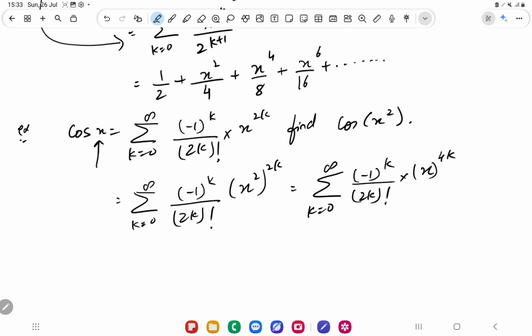Now what we have to do is, again we have to start by replacing k. So my first one will be 1 plus, now I will replace k as 1. So this will become minus 1 over 2 multiply by x to the power 4. Now I will replace k with 2. So it will be 4 factorial multiply by x to the power 8, and it keeps going on.